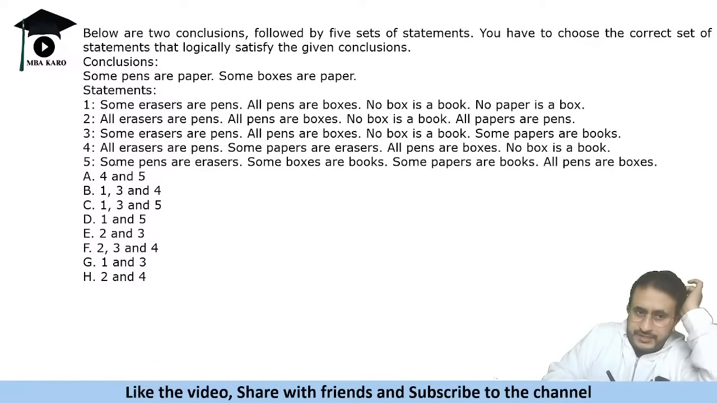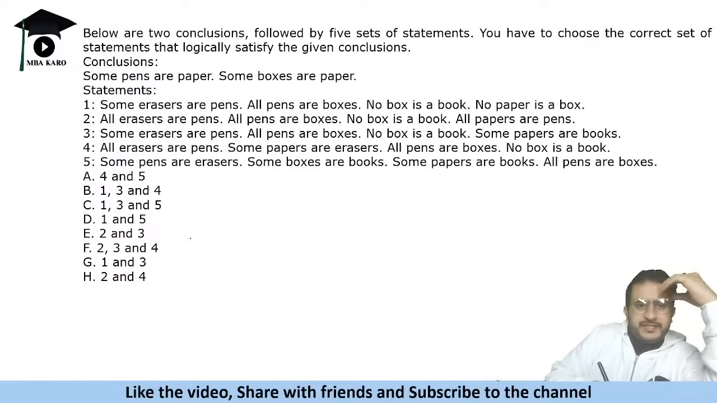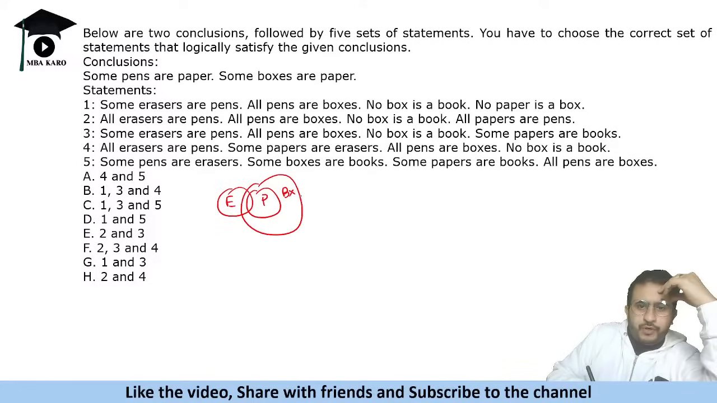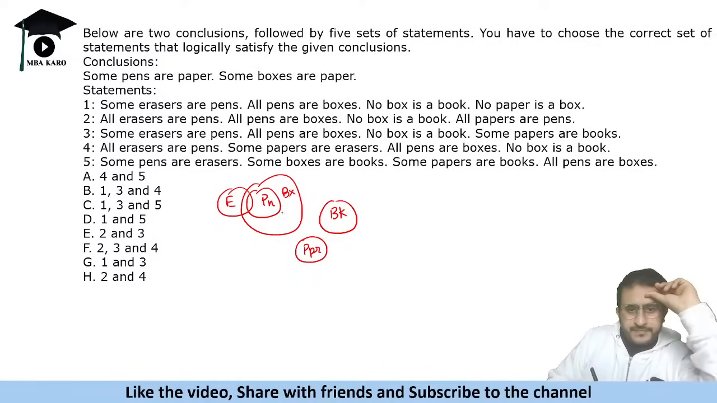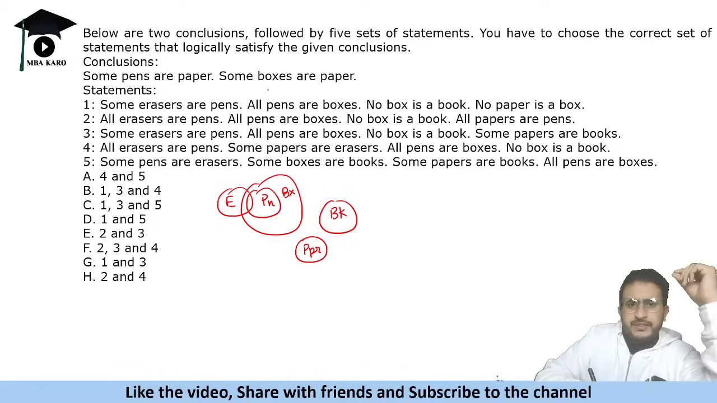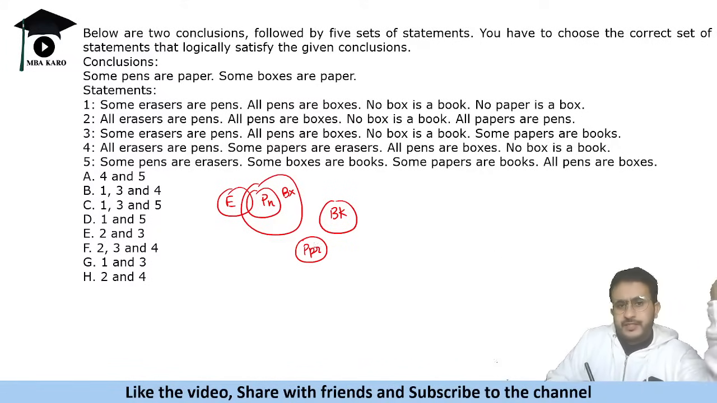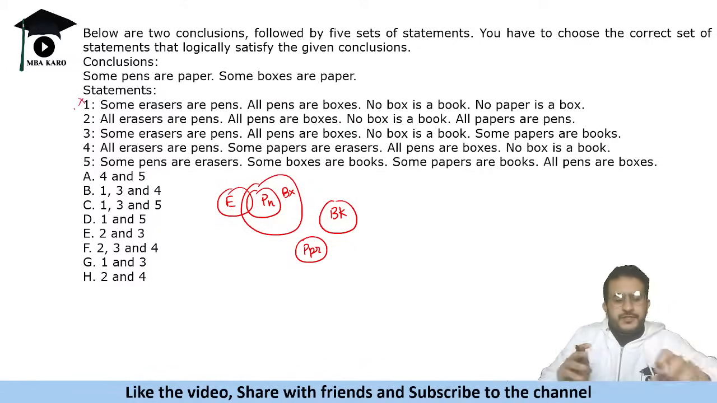Now the ideal way is to see the options: 1 3 4, 1 3 5, 1 5, 4 and 5. So let's start with 1. It says some erasers are pens. All pens are boxes. No box is a book, so book has to be separate, and no paper is a box. This is pen, this is paper. Can we conclude some pens are paper from it? Not necessary. Some boxes are paper, not necessary. So we cannot conclude using the first.